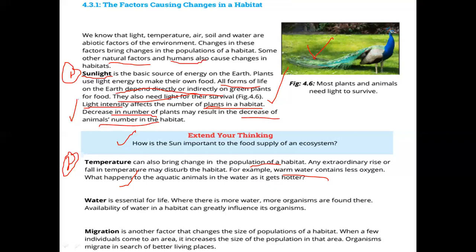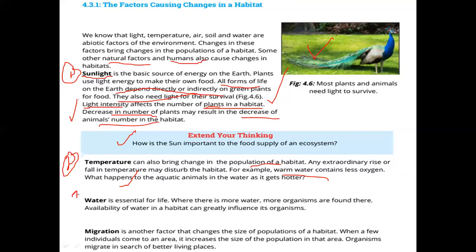Definitely, if the water is absorbing less oxygen, the aquatic life under the water cannot survive, because all the oxygen will be consumed. If there is less oxygen, definitely the animals and plants or the life under the water will not survive anymore.